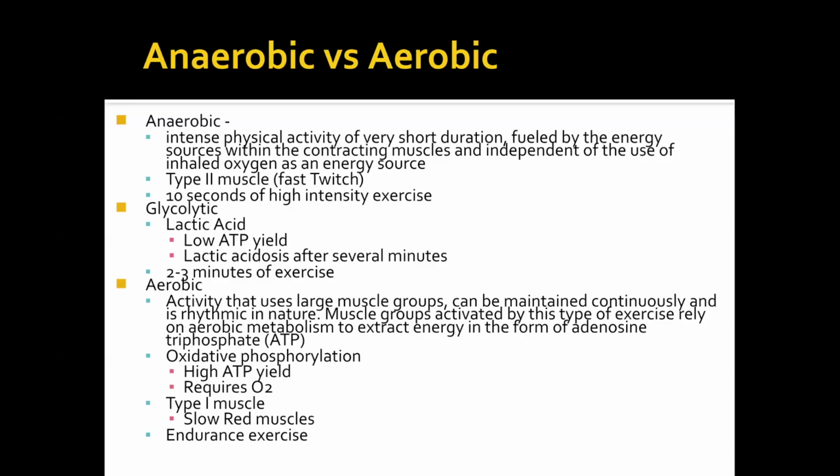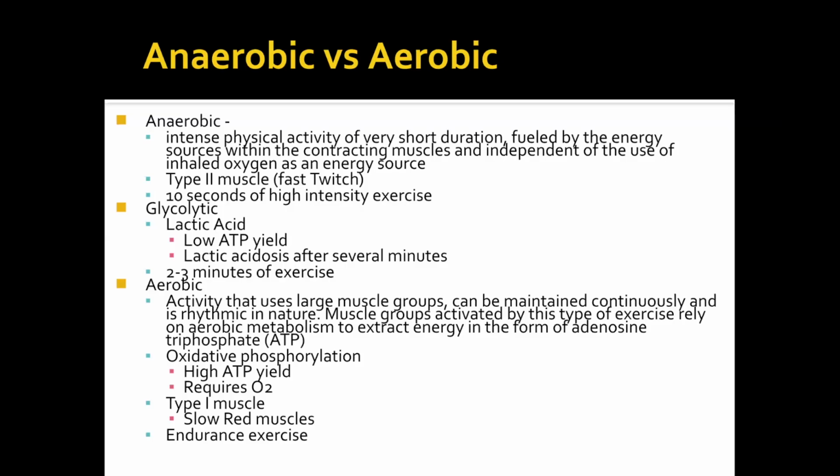So if you're benching 200 pounds, your body can't create enough energy to maintain that force. So you tire those muscles out, you build lactic acid, you get that type 2 muscle, that fast switch activation, and that's usually 10 seconds of high intensity exercise. And then you move to that glycolytic because you can't keep up, you burnt that anaerobic energy up, you move into that lactic acid, as I just mentioned, low ATP yield, lactic acidosis after several minutes, and 2 to 3 minutes of exercise.